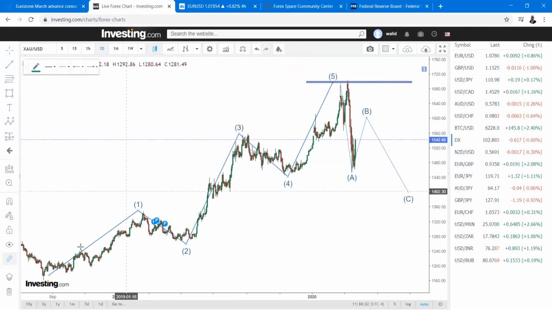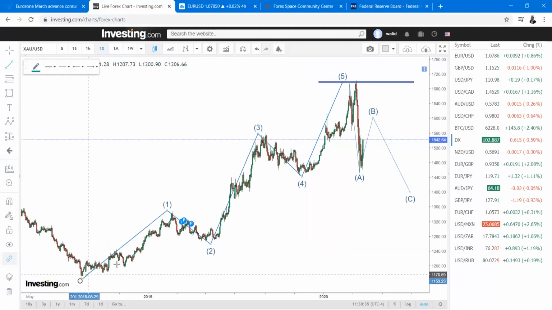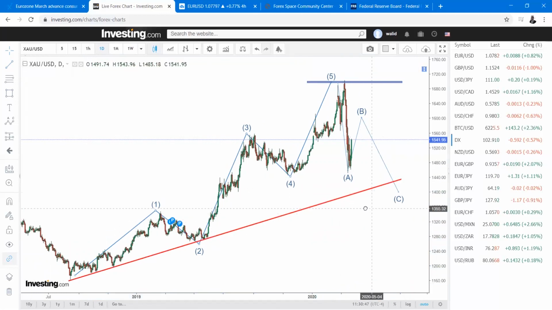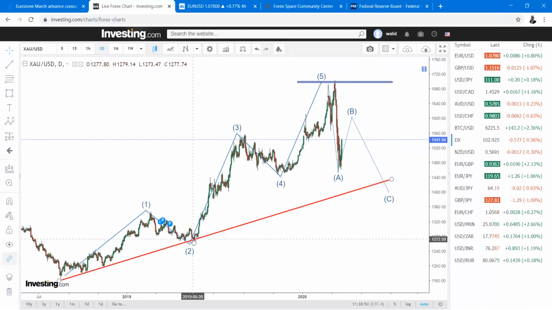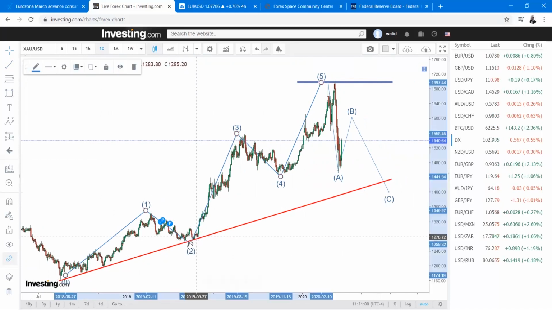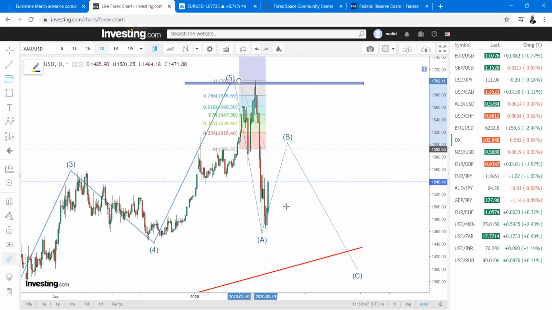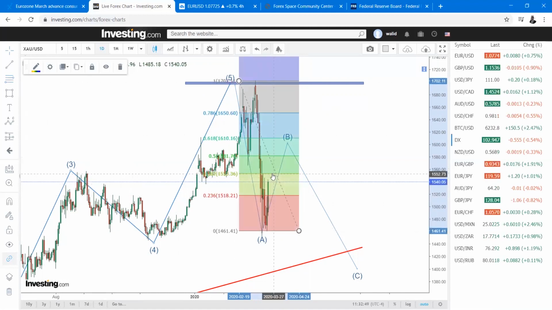I will draw the bullish trend line first. This is a nice level to watch. Every time price tested this trend, buyers took the lead. The technicals are telling us that gold is going as wave B to correct from this down move. As a Fibonacci retracement, the first stop for buyers is 1550, then 1580.